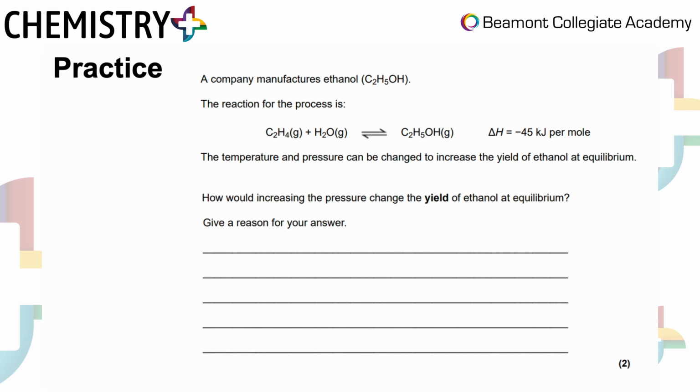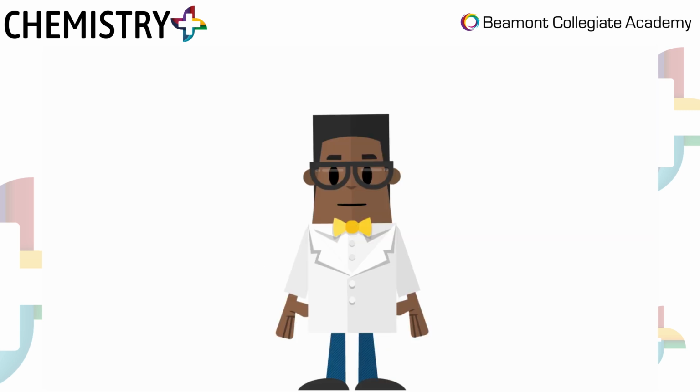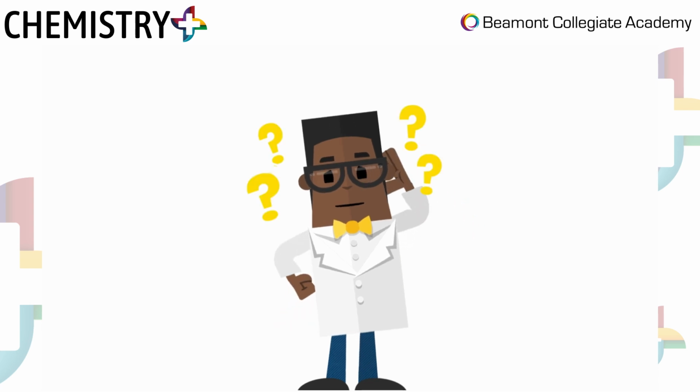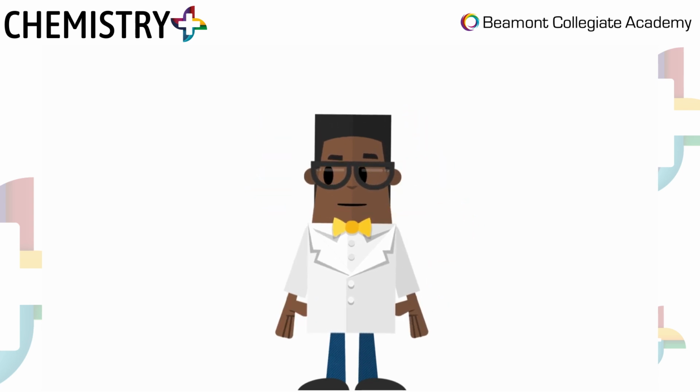So here's my thoughts on this question. I think there will be an increased yield. This is because on the left-hand side we have got 2 moles and on the right-hand side we have got 1 mole, and the equilibrium will shift to the side where there is less moles. What was your answer? Do we understand this? Make sure you're checking your answers against the GCSE mark scheme.